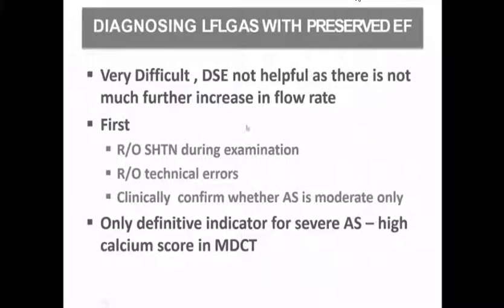So it is very difficult to diagnose. DSE is not very helpful in such cases. So you further increase the flow rate. First, rule out the systemic hypertension, technical error, and confirm whether the AS is moderate only. If clinically it is moderate, you can also reconsider. And the only definite confirmation for severe AS is the high calcium score on the multi-detector CT.